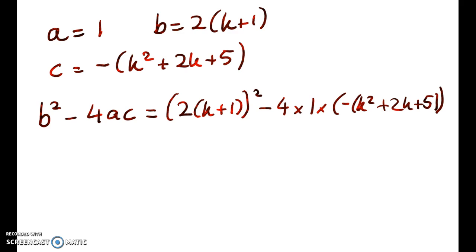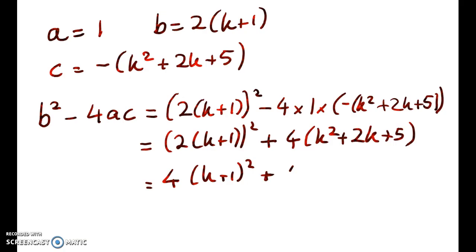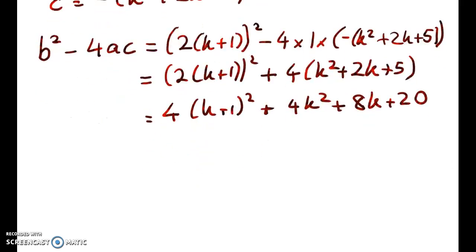Now I just have to carefully go through and expand all of that out. So we'll do the last bit first, leave that for now, 2 times (k + 1) all squared. Now I've got plus 4 times (k squared + 2k + 5). That equals, expanding out the first one, 4 times (k + 1) squared plus 4k squared + 8k + 20. All we're doing here is just doing one little step after another. We're expanding. Hopefully we're going to make sense of it soon.